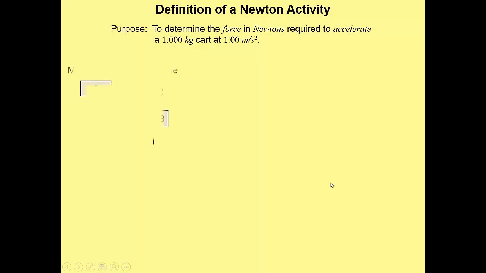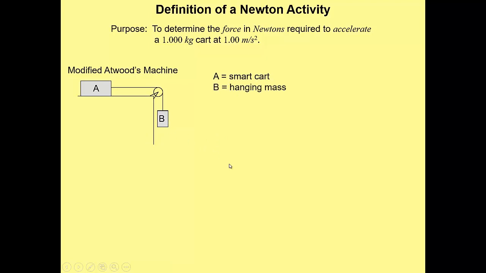So, we're going to use a little modified Atwood's machine. This is my little schematic of it. It's a cart, which we're going to call A. So this is our smart cart. It's called the smart cart because we can measure lots of things with it. Okay? And this B is the hanging mass. This is our massless, frictionless pulley that we can kind of ignore because it's massless and frictionless. But it does help us control things.